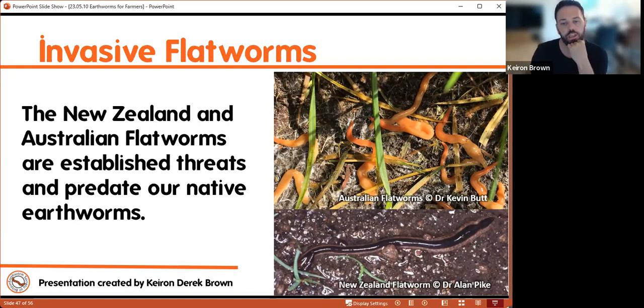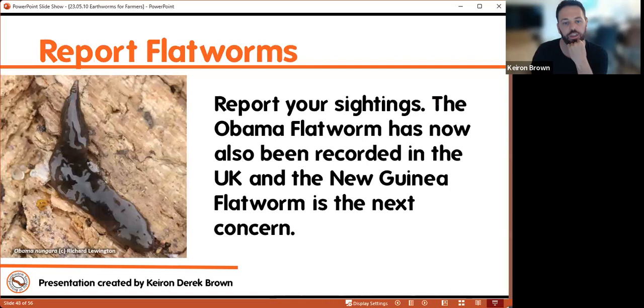But they're not the only threats. The Obama flatworm is a flatworm from Brazil that also eats earthworms, and that has been recorded in a number of instances in the UK. I think it's been found on pot plants that have been brought into the UK.